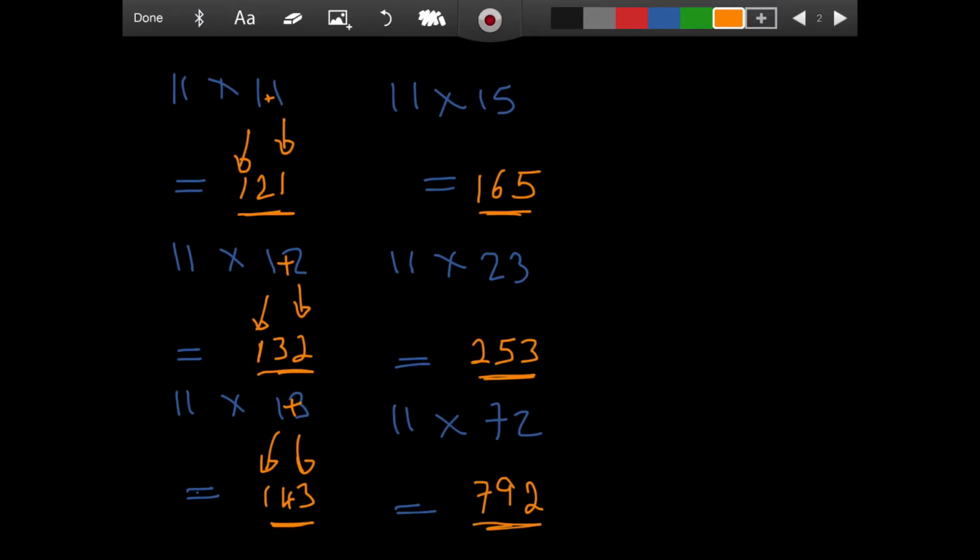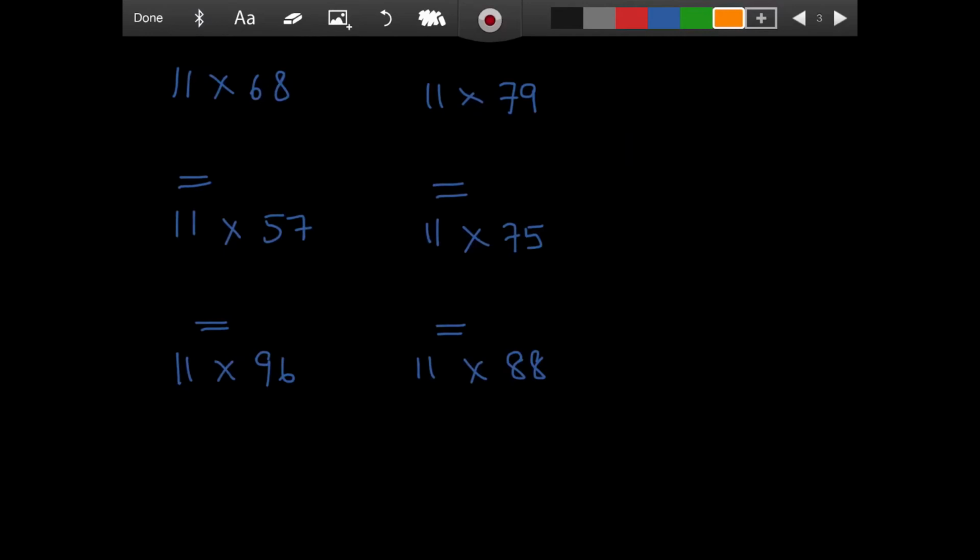792. So what these numbers have all added up to: when we added them together, none of them actually came to a number greater than 9. So the 1 plus 5 was 6, the 2 plus 3 was 5, the 7 plus 2 was 9. None of them came to a number that was greater than 9. So now we're going to look at 2-digit numbers that will add up greater than 9.